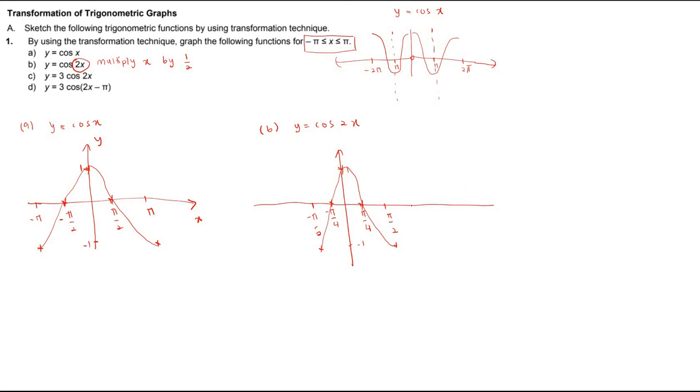So, after pi over 2 is 3 over 4 pi, and then plus pi over 2, we get pi. So, kena extend lah sampai sini, sini. So, graf kita akan naik. Okay, same goes on the left. Negative pi over 2, and then negative 3 over 4 pi, negative pi. Extend the graph.